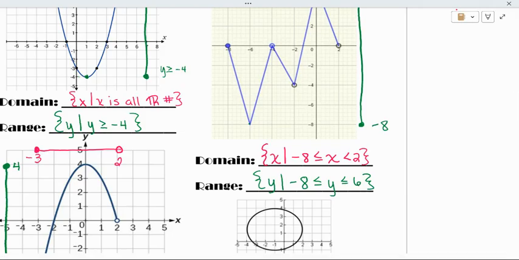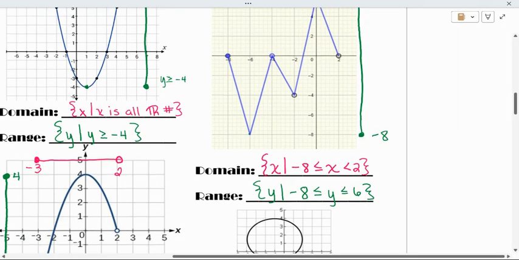Ma'am? Okay. Where -8 is, where the graph goes down, how do you know if it's going to be an open circle or a closed circle? That's a great question. If this point right here was going to be an open circle, it would have an open circle on it, like this, just like this point does and this point does. So if it doesn't have an open circle, it's closed? It's closed. Yes, ma'am. Good question.